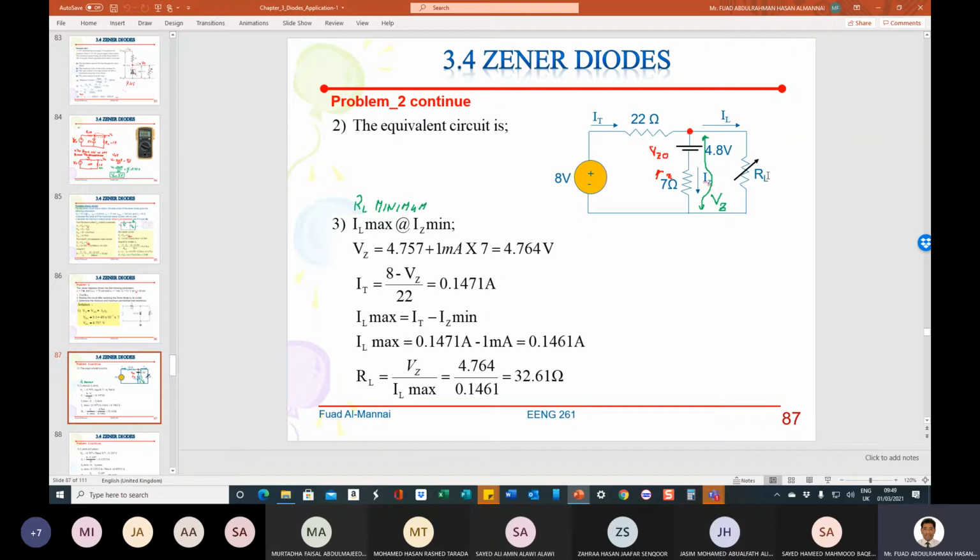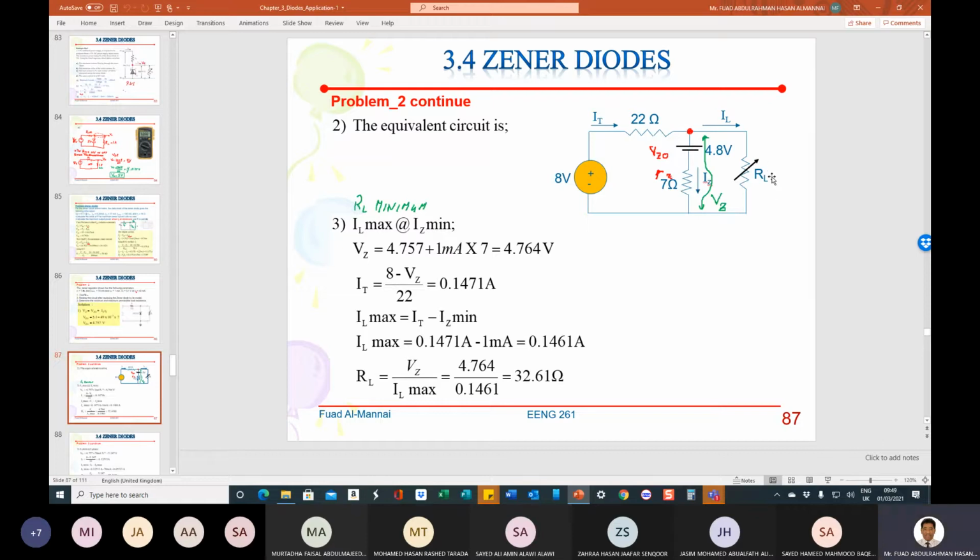When RL is minimum, everybody's listening? When RL is minimum, IL will be maximum. Everybody get that? When RL is minimum, IL will be maximum. And when IL is maximum, IZ will be minimum. Everybody get that? Okay.